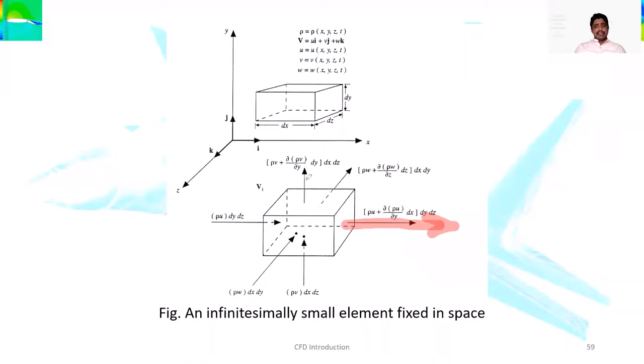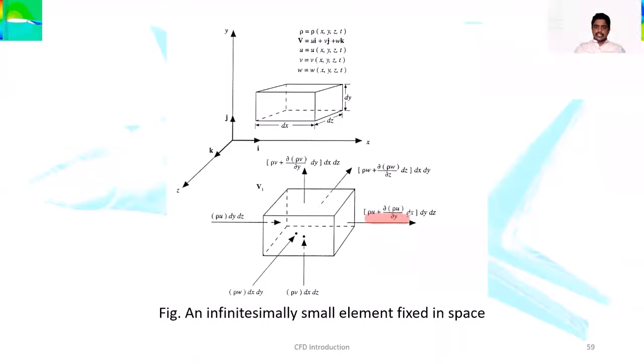But if it is a real fluid, definitely there is going to be a change in the velocity of the fluid flow. To address that, whenever the fluid is entering in this face and leaving out from the other face or surface, the change has happened. So that is the density, rho u, plus dou of rho u by dou y, into dx.